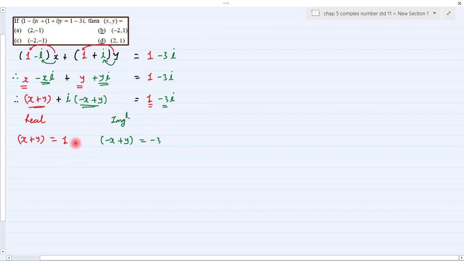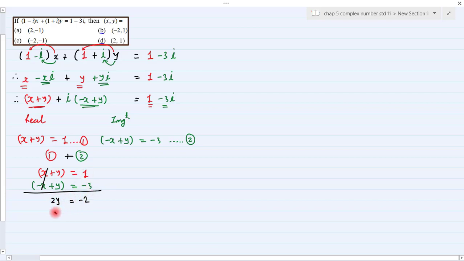So here we get two equations, x plus y equal to 1 is your first equation, and minus x plus y equal to minus 3 will be your second equation. To get the solution, let's add equation number 1 with equation number 2. So first of all, let's write your first equation, then your second equation. Now, if we add these two equations, your x will be cancelled out, y plus y will become 2y, and 1 minus 3 will be minus 2. So your y will be minus 1.